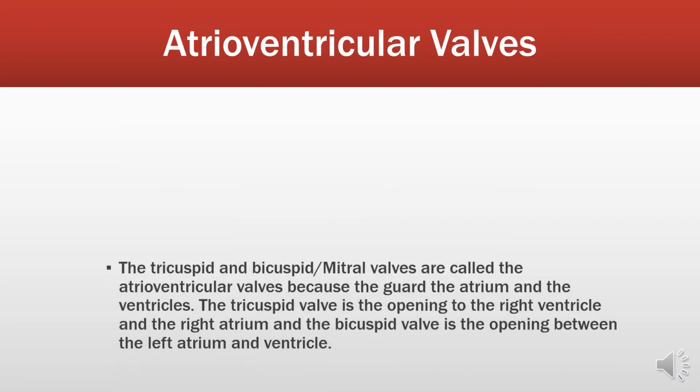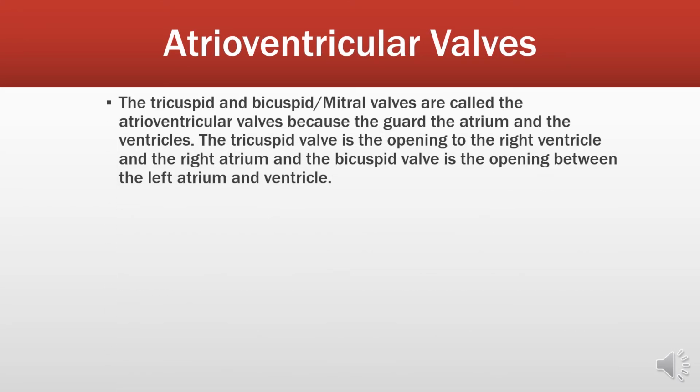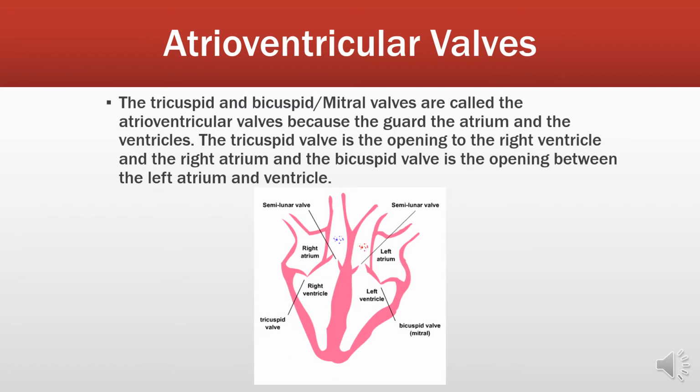So, the atrioventricular valves. The tricuspid and bicuspid or mitral valves are called the atrioventricular valves because they guard the atrium and the ventricles. The tricuspid valve is the opening between the right atrium and the right ventricle, and the bicuspid valve is the opening between the left atrium and ventricle, as you can see in this picture.